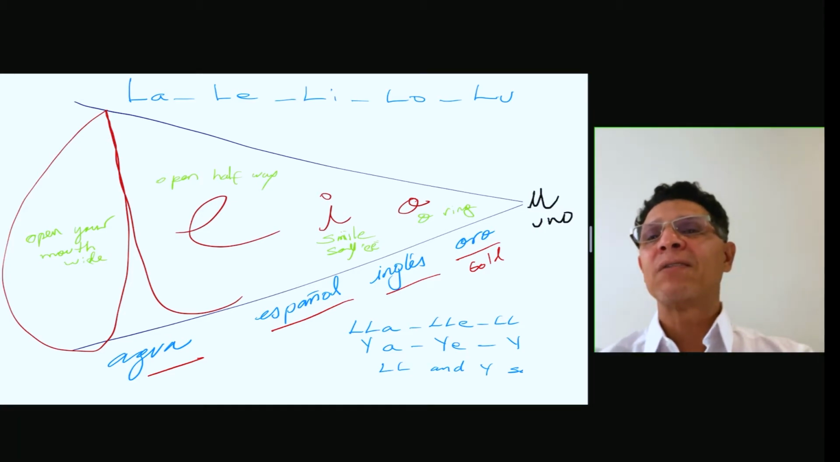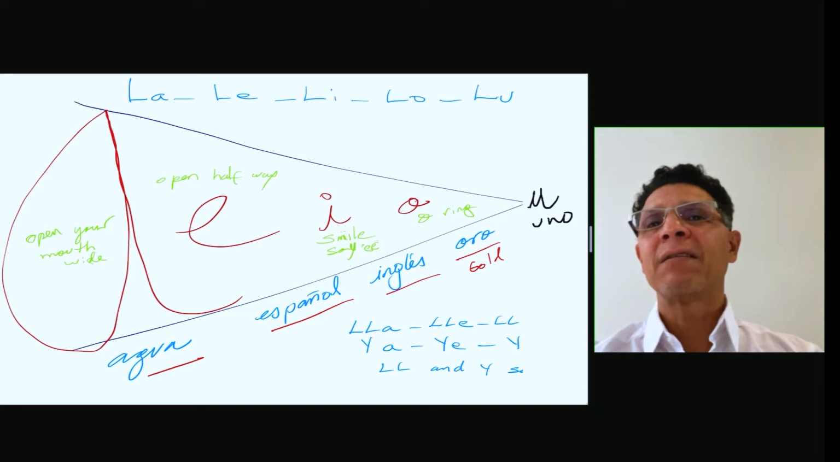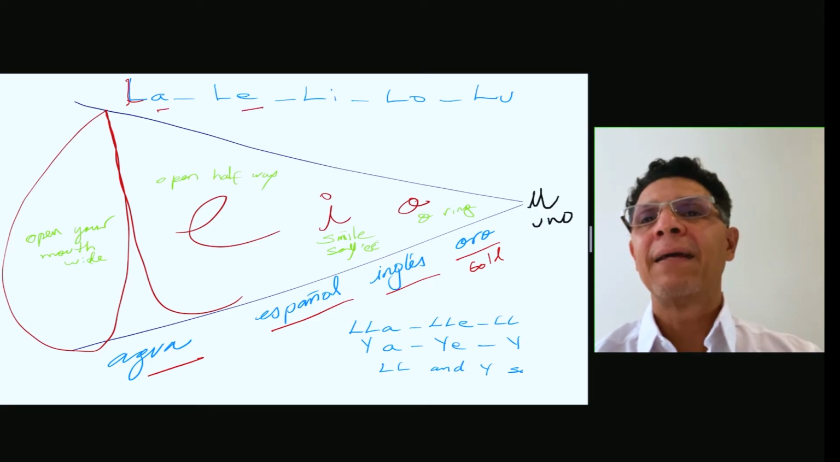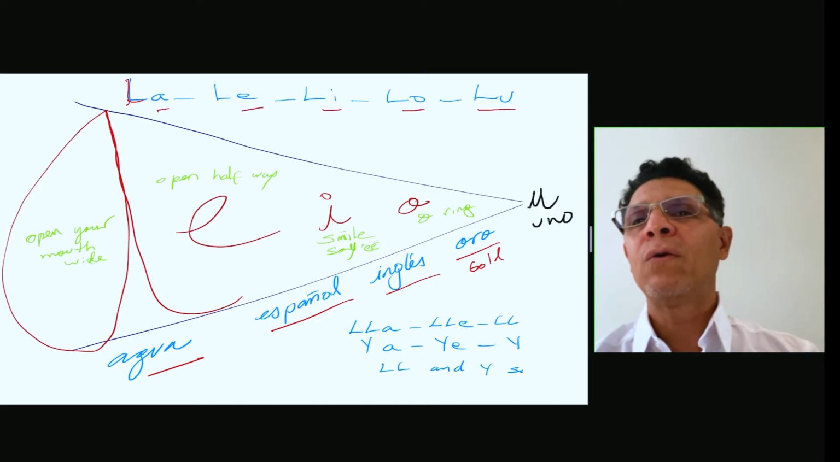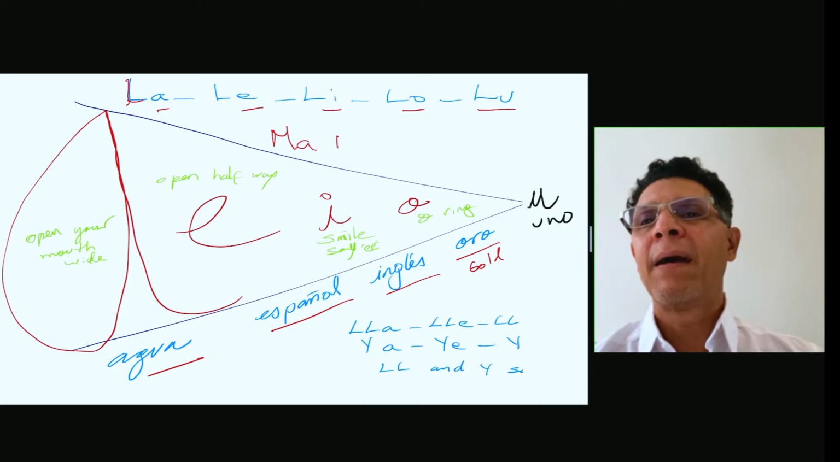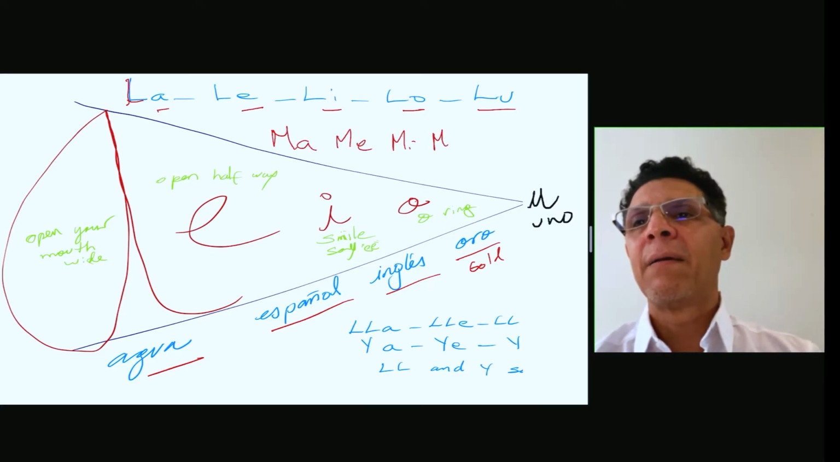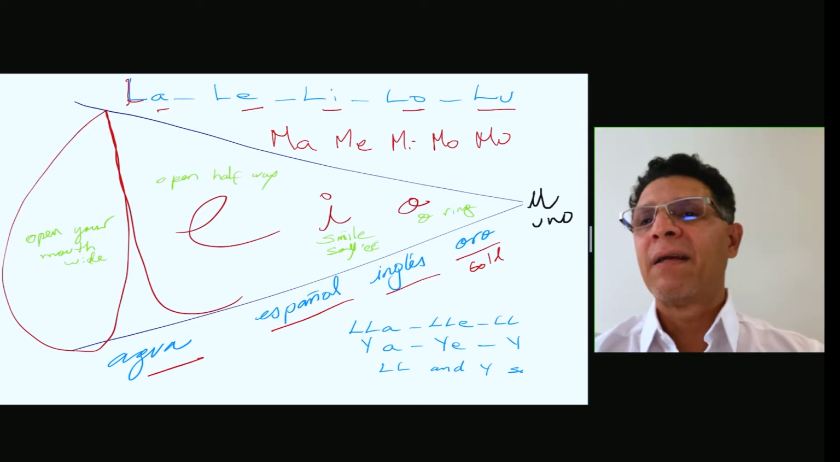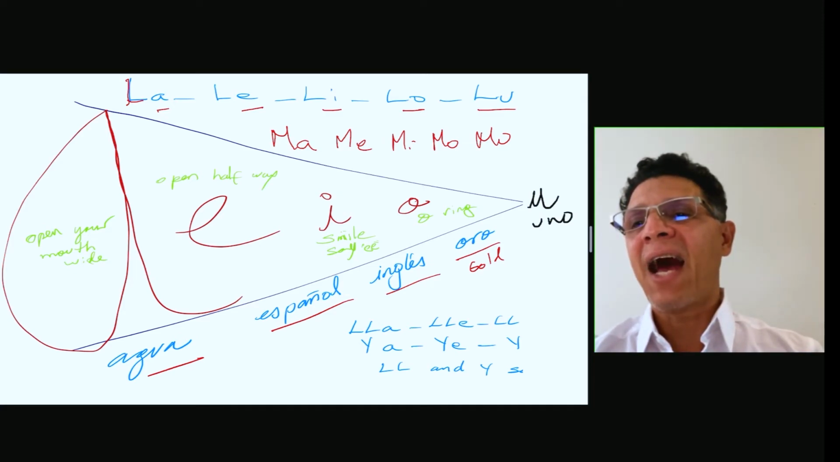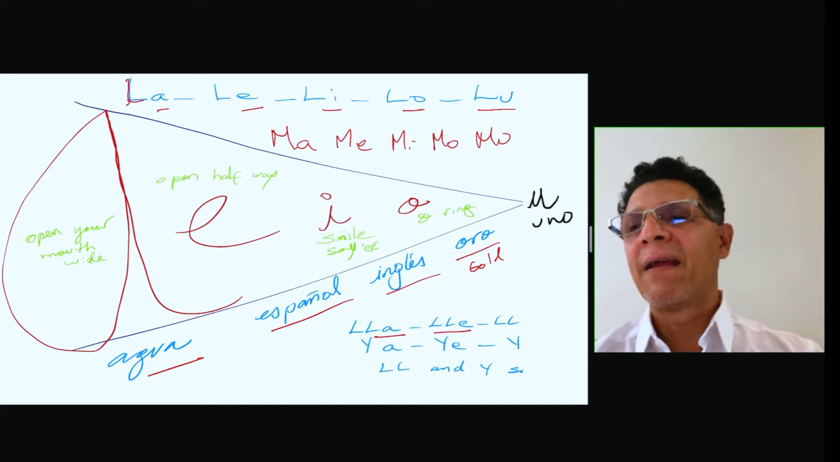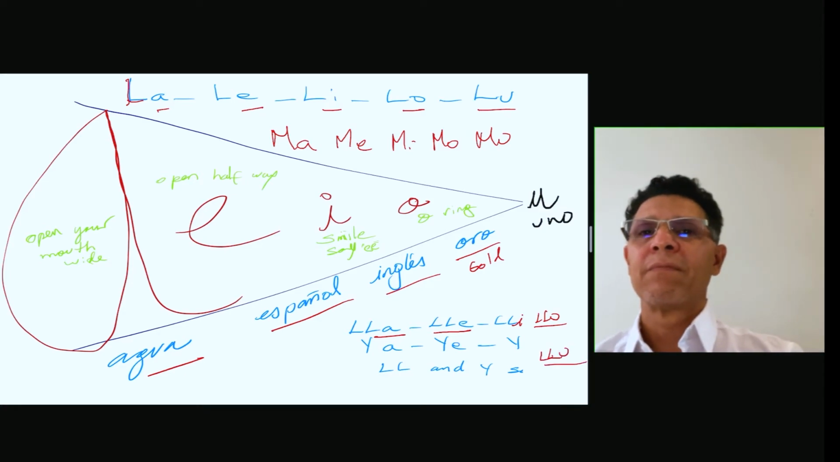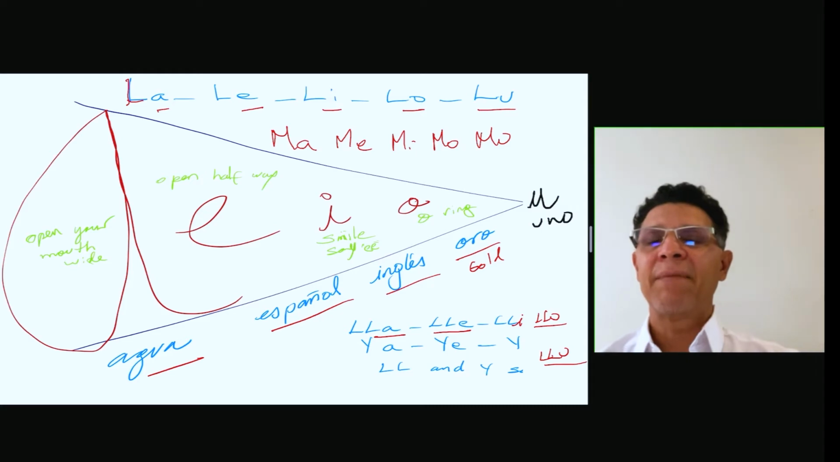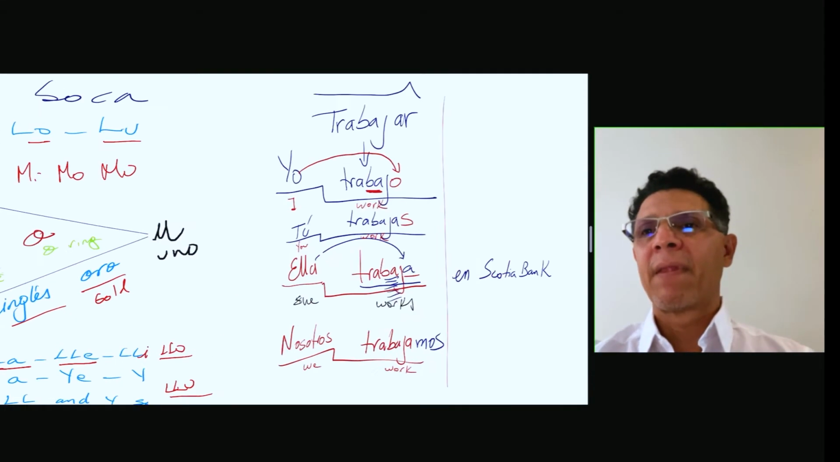You can practice the sounds by using, for example, letters like the L. And you go la, le, li, lo, lu. Or maybe the M, ma, me, mi, mo, mu. Or maybe the double L. If you have two L's together, it sounds more like Y in yes. Ya, ye, yi, yo, yu. Okay? So that's the pronunciation lesson for today.